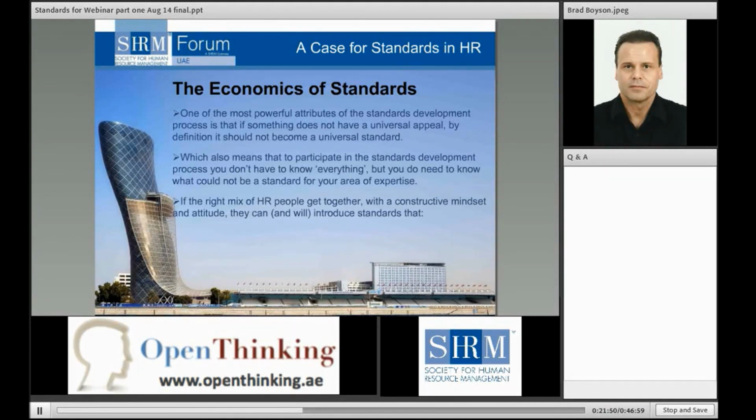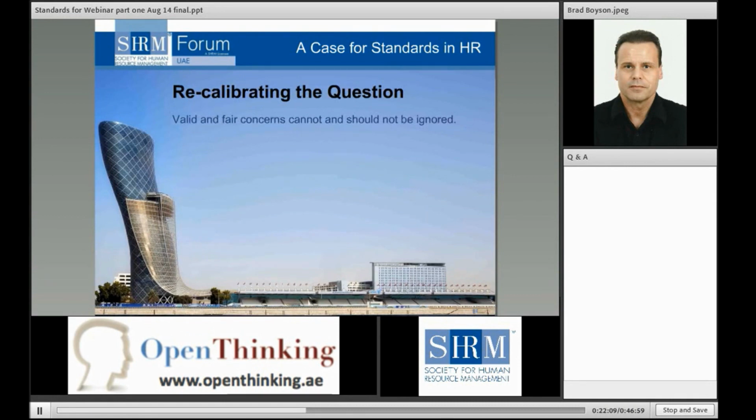The group of people that have participated, very constructive, very open-minded. They can and will introduce standards that have universal appeal, are mutually beneficial, and here's the really powerful one. They will exceed your initial expectations as to what is meant by an HR standard. So let's recalibrate the question.